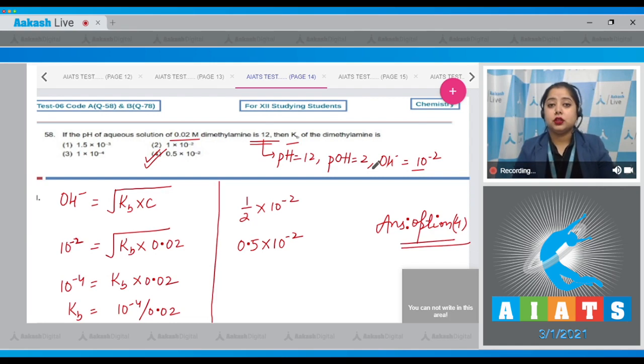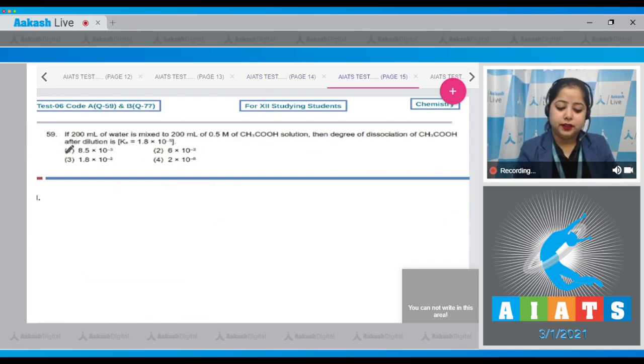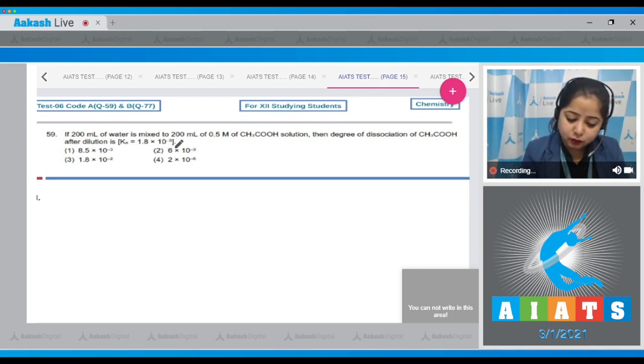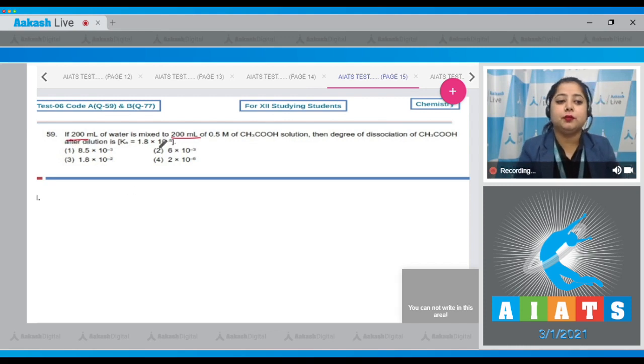Moving to next question, which is 59. Let's read the question. If 200 ml of water is mixed with 200 ml of 0.5 molar acetic acid solution, then the degree of dissociation of acetic acid after dilution is. Student, first of all, here the volume becomes double. Initially it was 200 ml. Now after adding 200 ml of water, it will become double, that is 400 ml. That means the molarity will become half, or we can say that the molarity from 0.5 molar will become 0.25 molar.